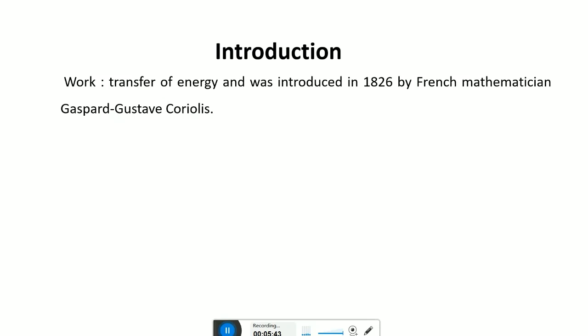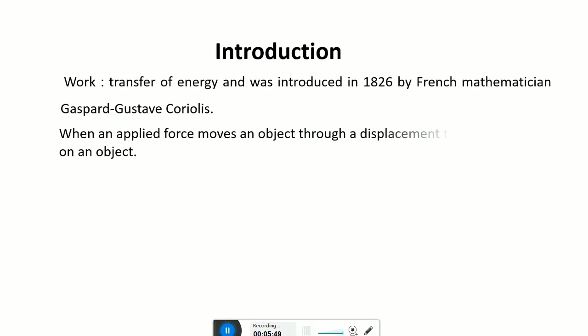When work is done on an object, then object acquires the ability to do work. Means when an applied force moves an object through a displacement, then work is done on an object. For example, when you throw a ball, then you do work on the ball to give it speed as it leaves your hand. When the moving ball hits some other body, it applies a force on that body, due to which it gets displaced. Thus, work is done by a ball.